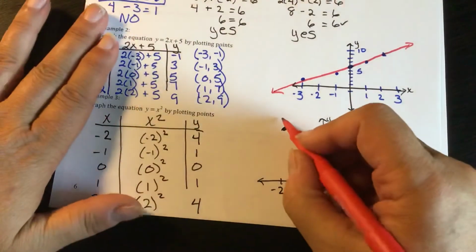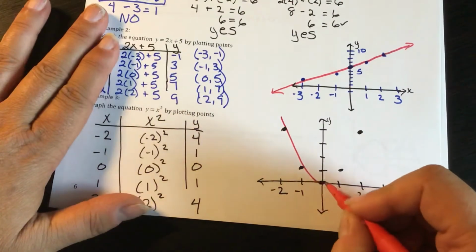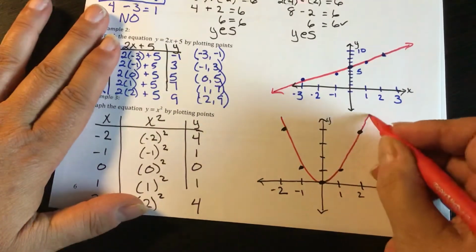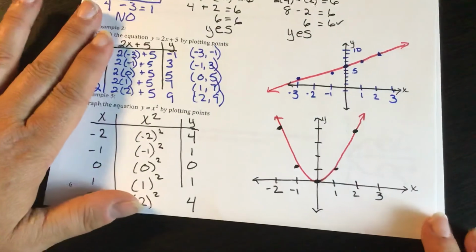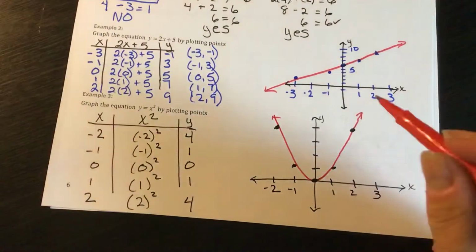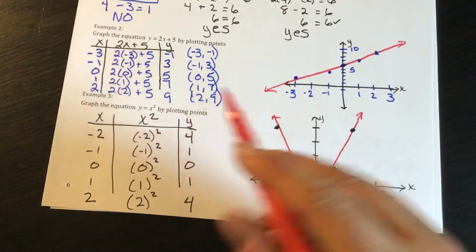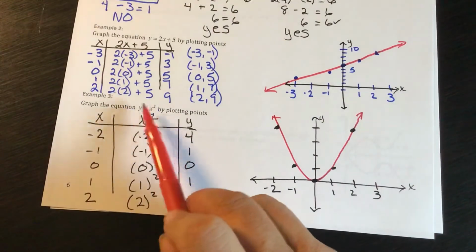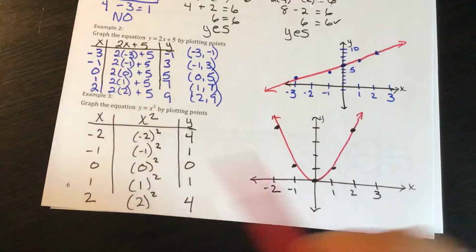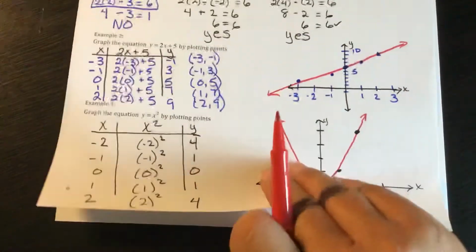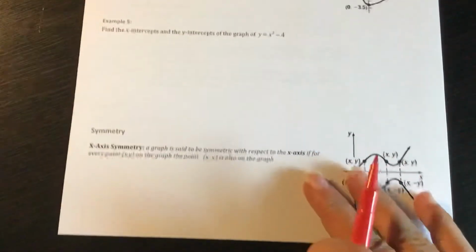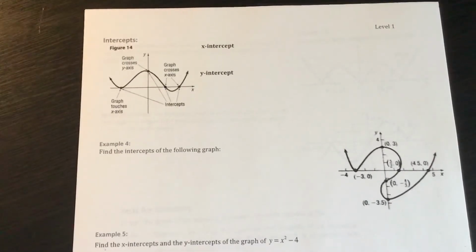So if I were to connect these points in a curve, any point that's on this curve would make this a true sentence. Okay, so just a little review on how to graph equations. Next thing we're going to look at is intercepts. So an intercept is where the graph crosses an axis.